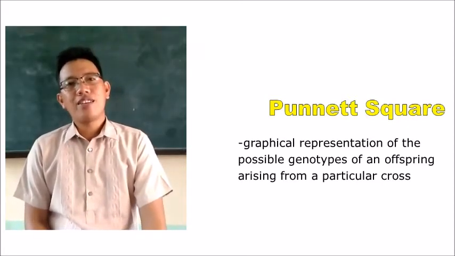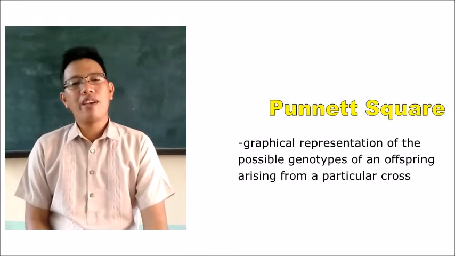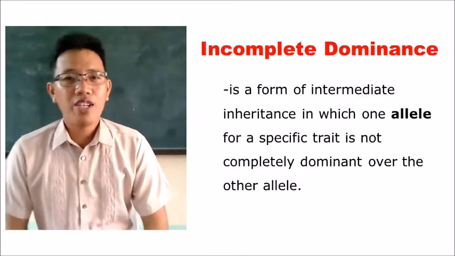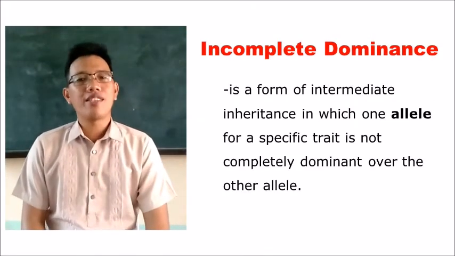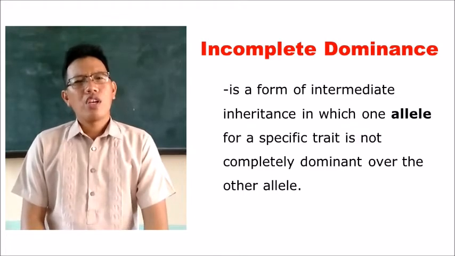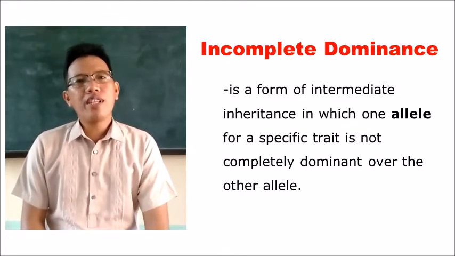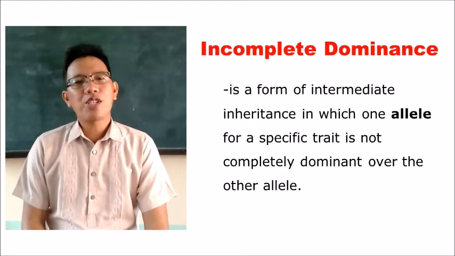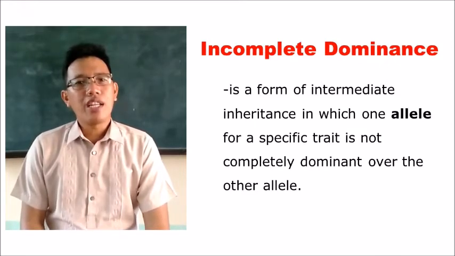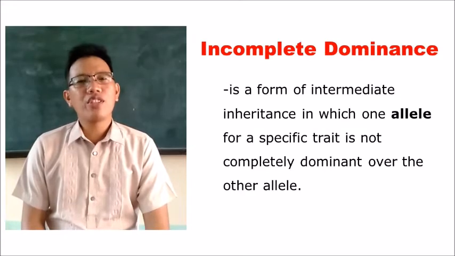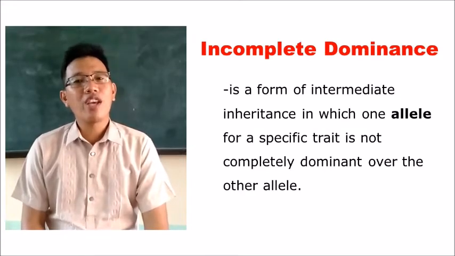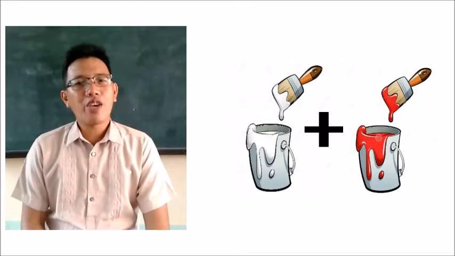Okay, so let's start with the non-Mendelian pattern of inheritance. First one, we have incomplete dominance. It is a form of intermediate inheritance in which one allele for a specific trait is not completely dominant over the other allele.